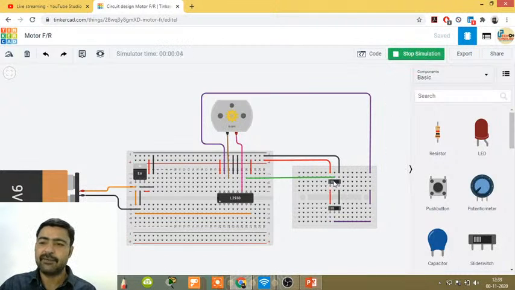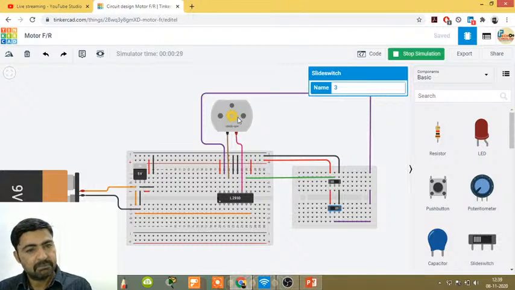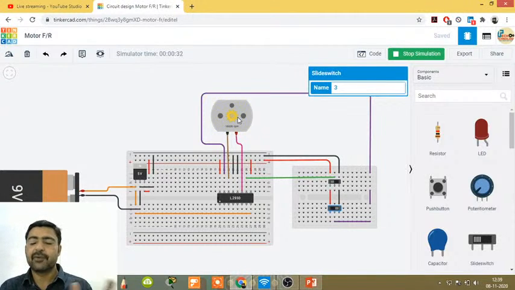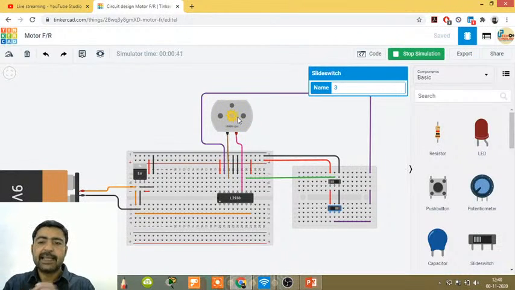So we have these two slide switches here. If I switch the slide switch to the right side, my motor runs in the clockwise direction. If I switch the other switch to the other side, my motor rotates in the counterclockwise direction. So if you want to control your motor direction, forward and reverse, by a manual method with switches, you can use this circuit.